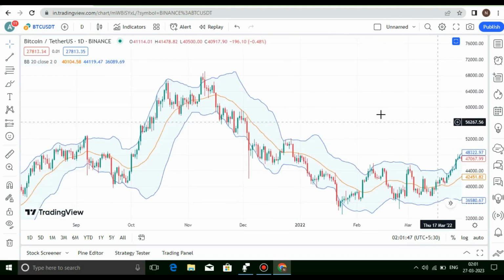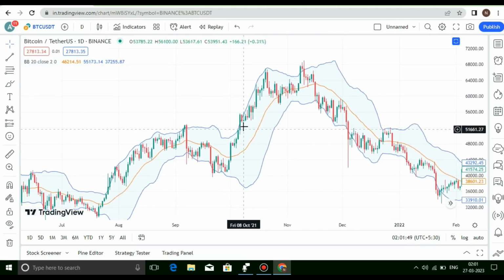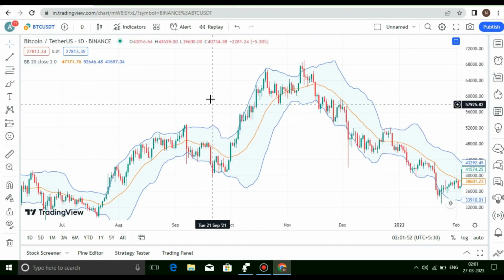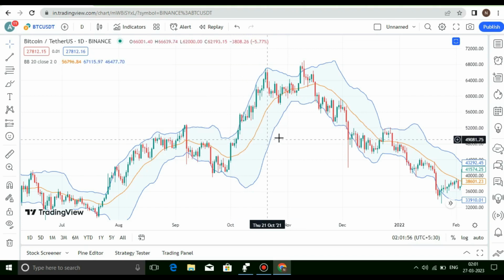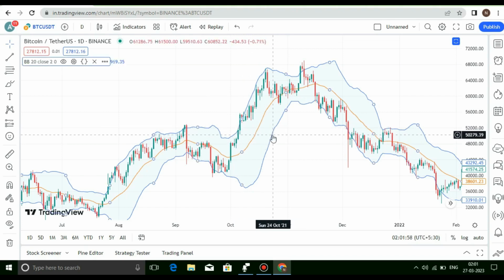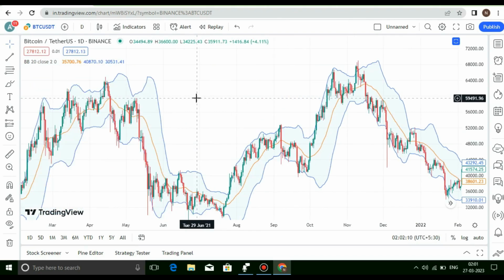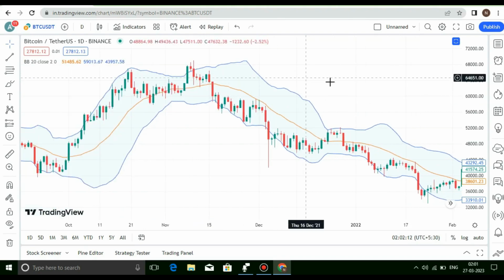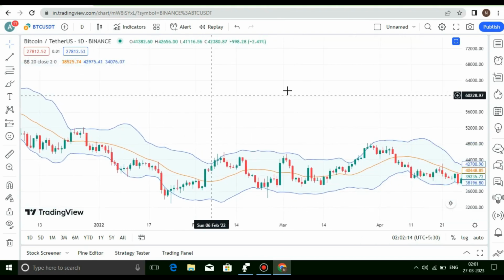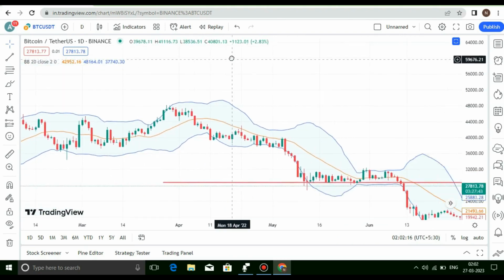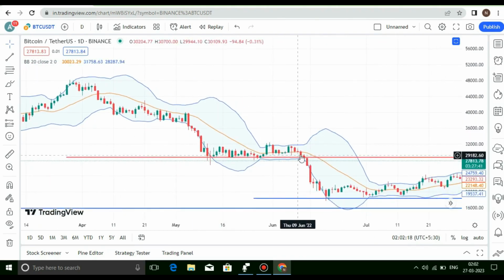But right now, the Bollinger Band is of average width. Here is one band, and here is the upper band, but we cannot see a place where the Bollinger Band is having some sort of abnormal width, like very narrow or very wide. So in this kind of scenario, Bollinger Bands may prove useless.